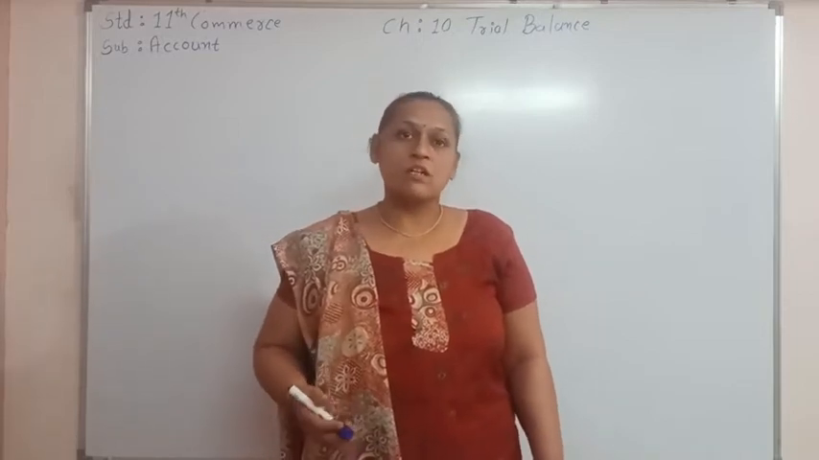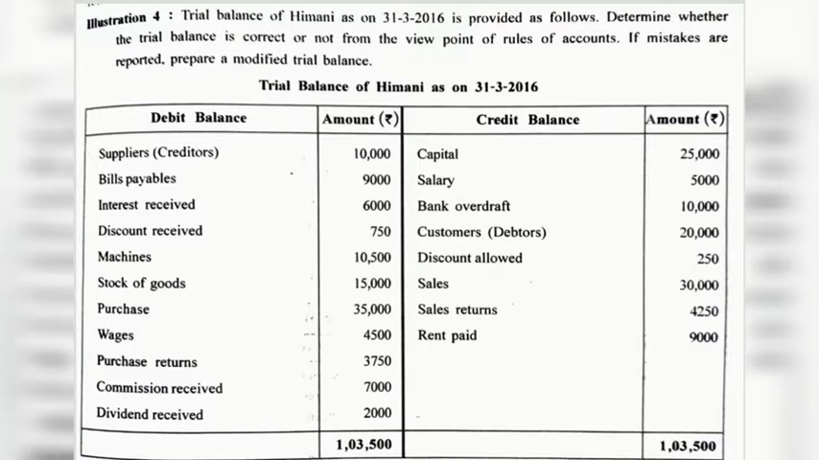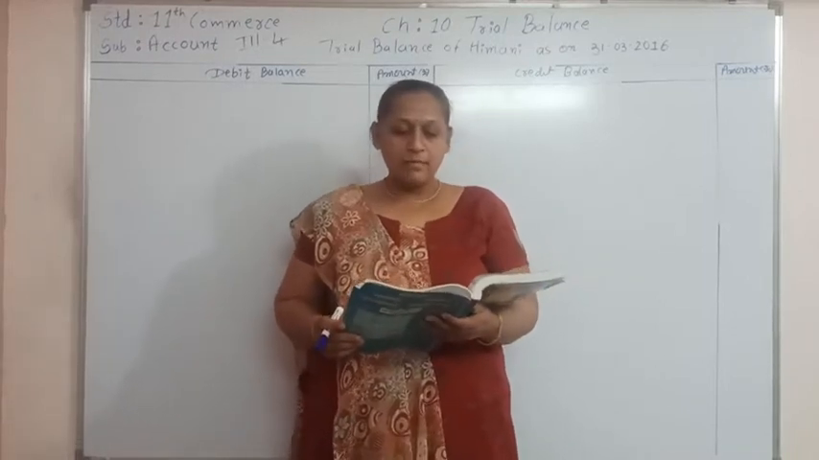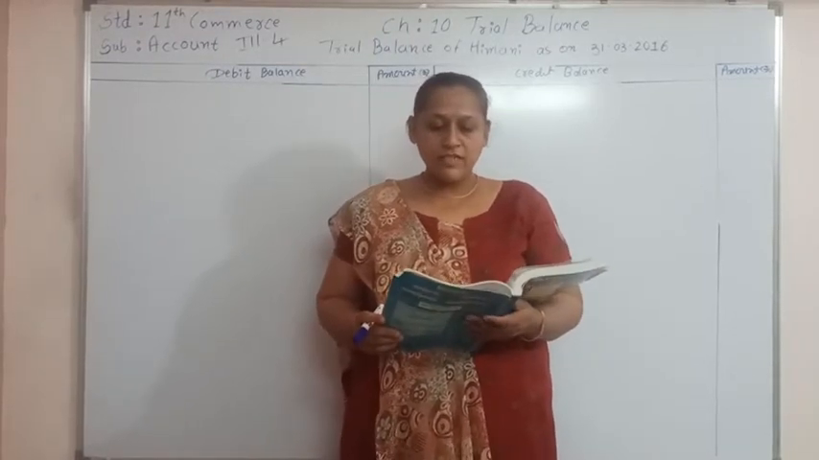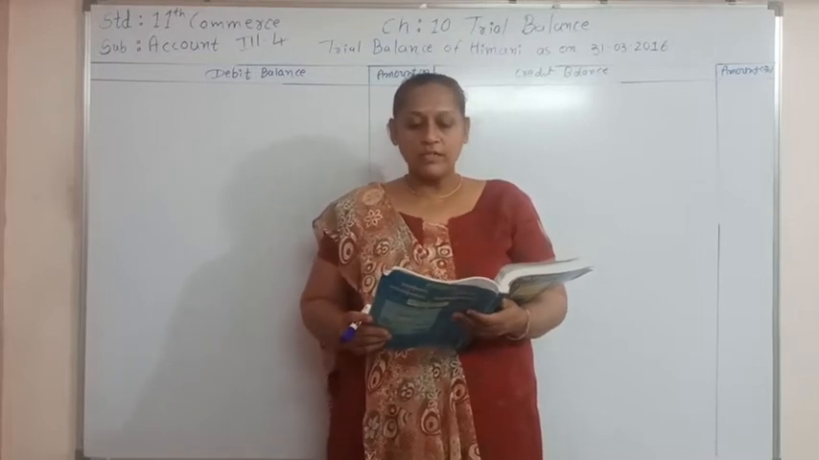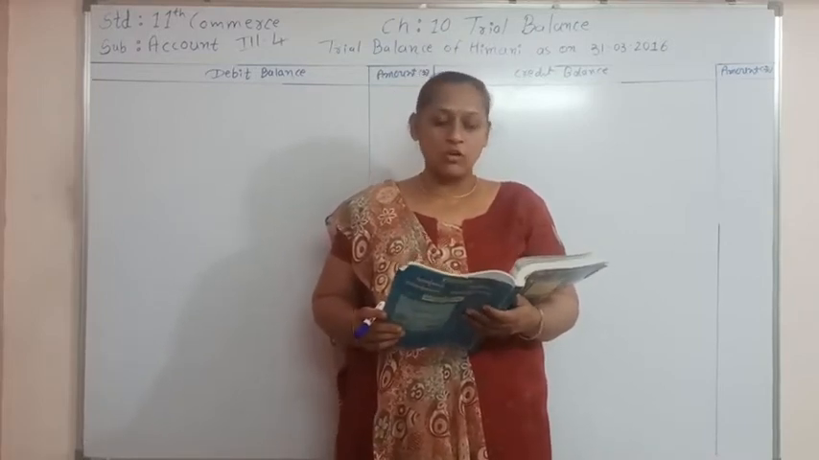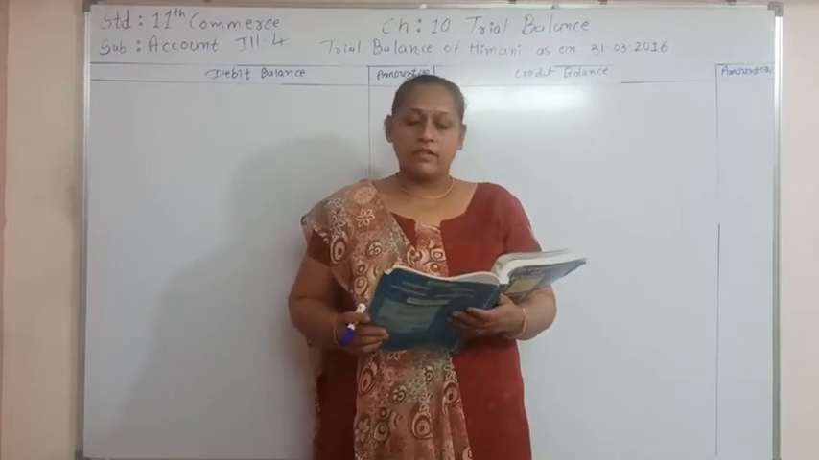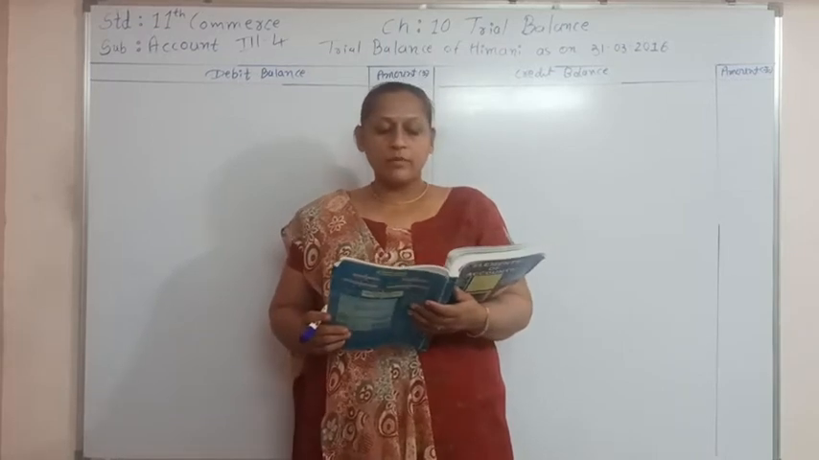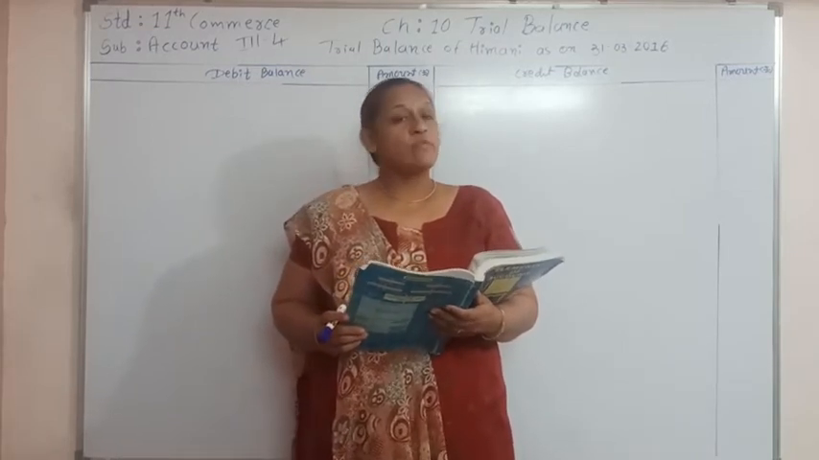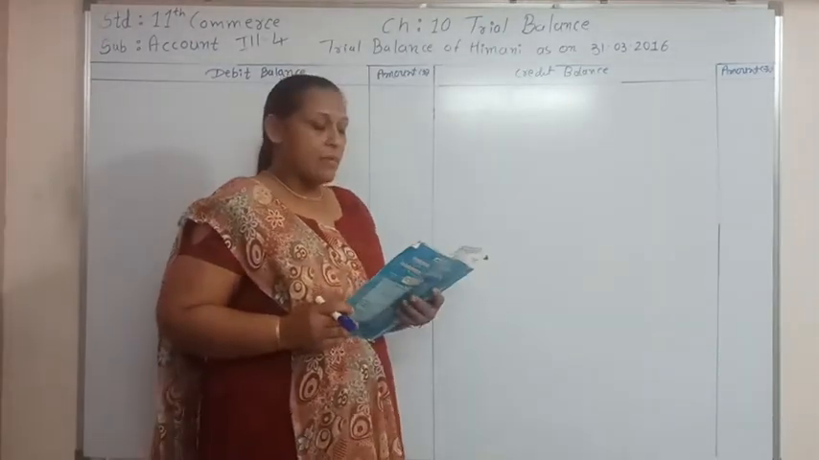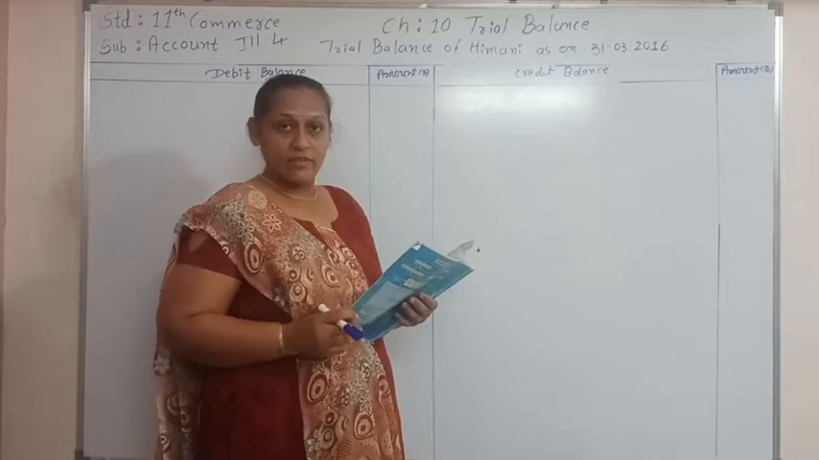And here is sum number 4. Let's see illustration number 4. Trial balance of E-money as on 31st March 2016 is provided as follows. Determine whether the trial balance is correct or not from the point of view of rules of accounts. If mistakes are reported, prepare a modified trial balance.